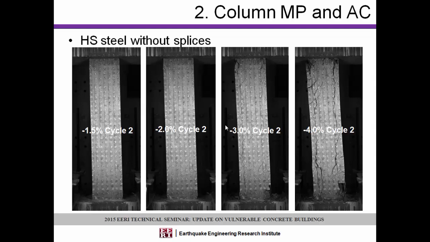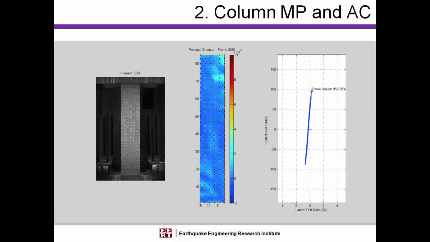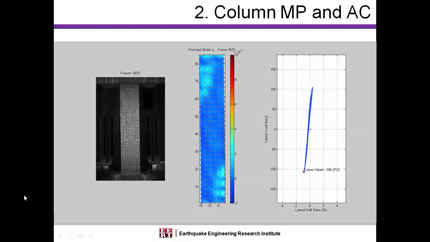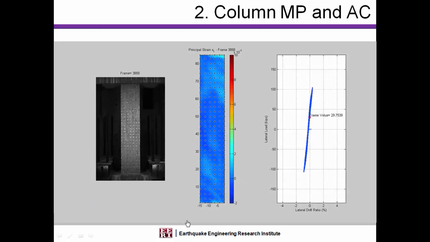I look at tests I conducted recently on a column. This is a high strength steel column but had no splices, just longitudinal bars with very high bond demands and shear demands. And this column failed by this bond splitting here. In the effort of saving some time, I'll skip the video. Actually, everybody likes this small video here, but let me fast forward a little bit.